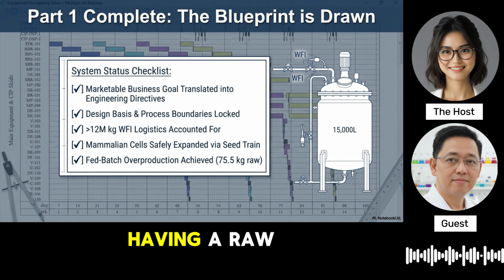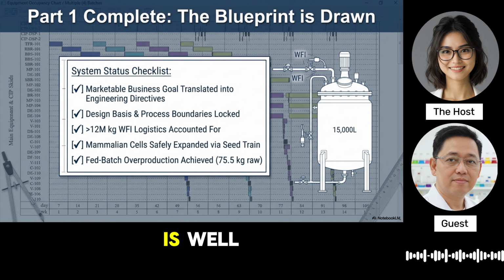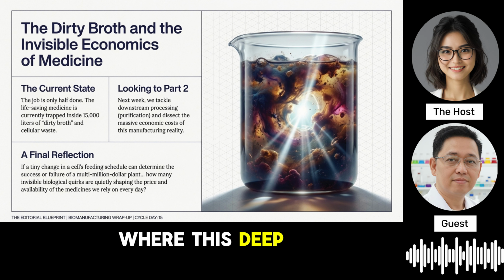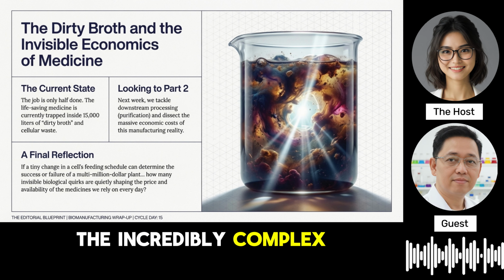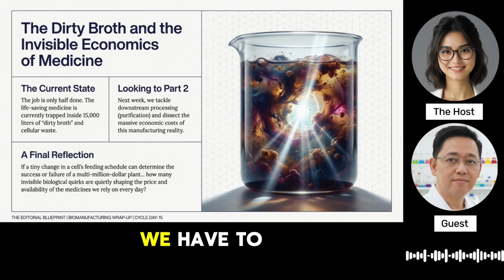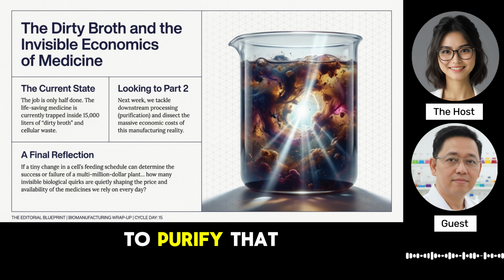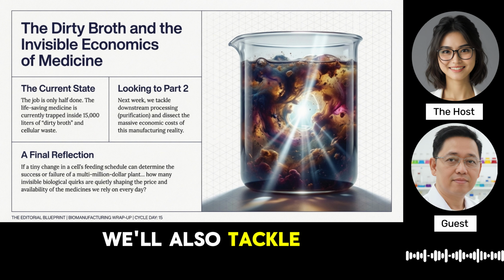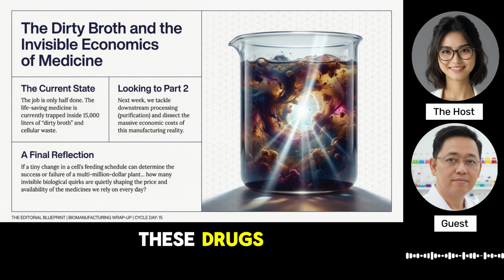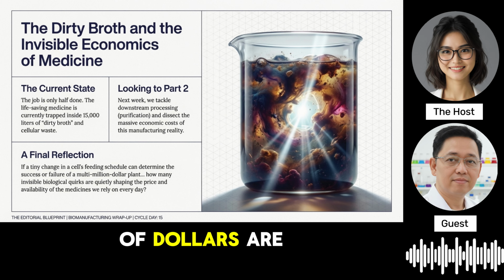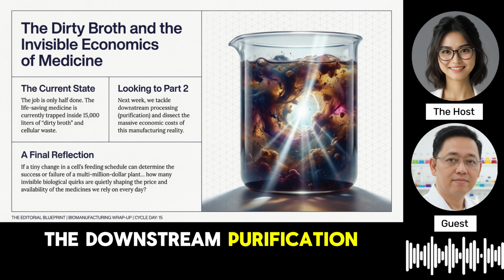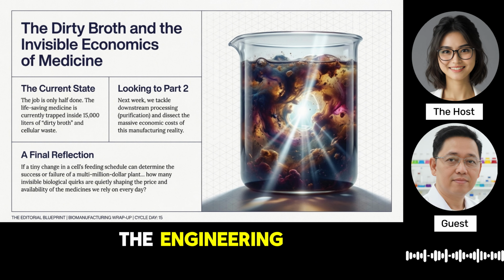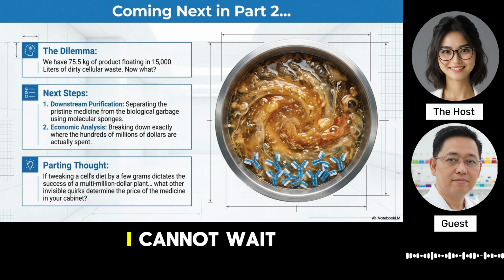But as we just hinted at, having a raw product floating in a dirty broth is, well, it's really only half the battle. We have a lot of work left to do, which is why we'll see you in part 2, where this deep dive will explore the incredibly complex downstream processing. We have to figure out how to purify that massive 15,000-liter soup, separating our pristine medicine from the cellular waste. The fun continues. It does. We'll also tackle the true economic costs of making these drugs, breaking down exactly where the millions of dollars are actually spent. The downstream purification and the economic analysis are where the engineering design truly gets put to the test. I cannot wait to get into it.